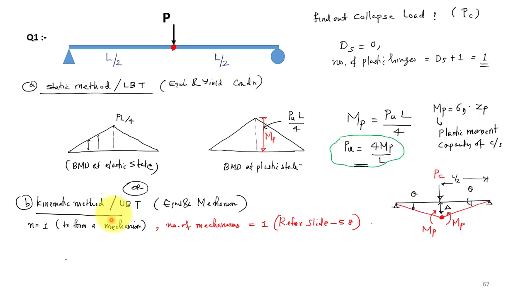After that, we discussed the kinematic method, or upper bound theorem, where we find the collapse load corresponding to a particular collapse mechanism. To form the mechanism in this structure, we need one plastic hinge. That plastic hinge will form at the center, because at the center we have the maximum bending moment. So this will be the mechanism. You can say this is a plastic hinge MP.